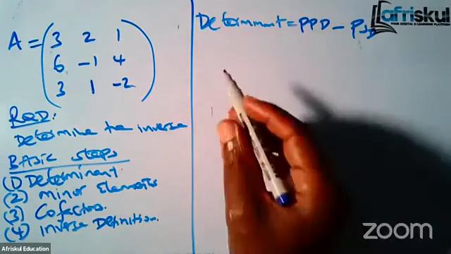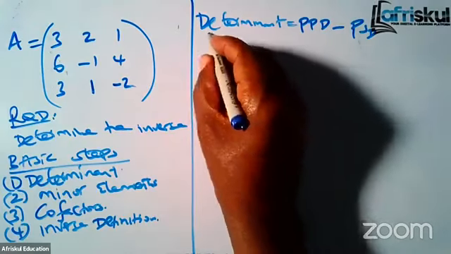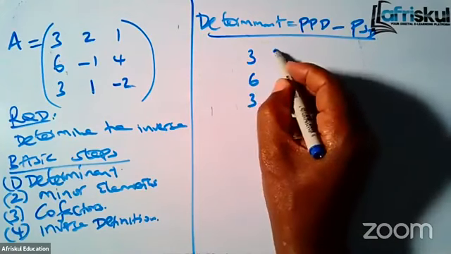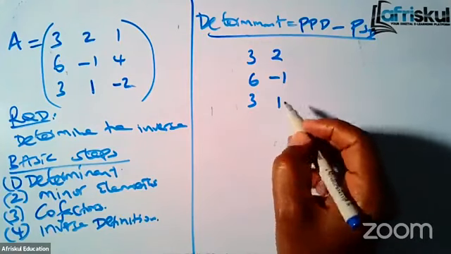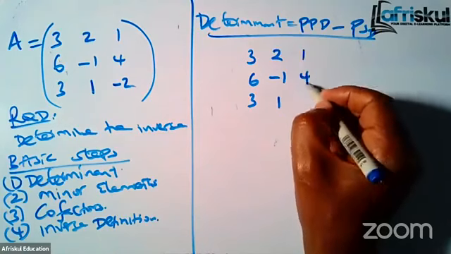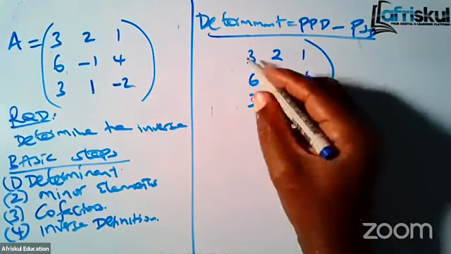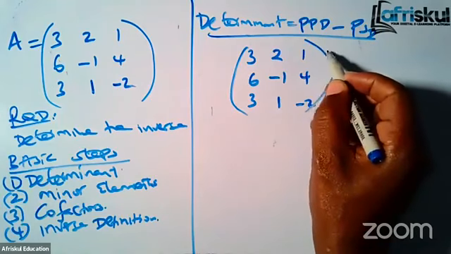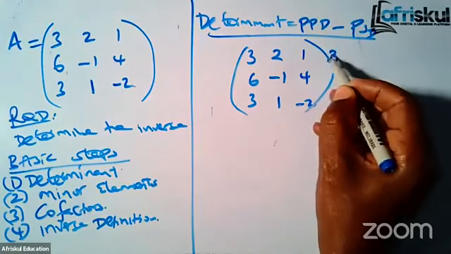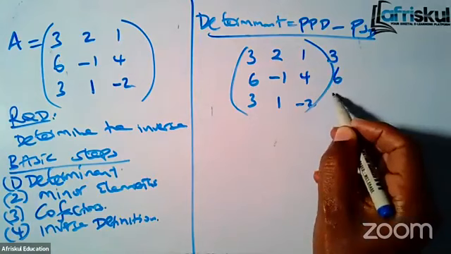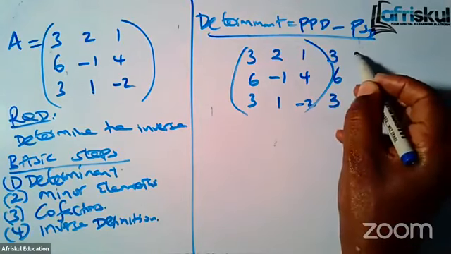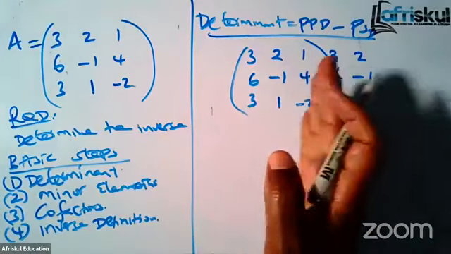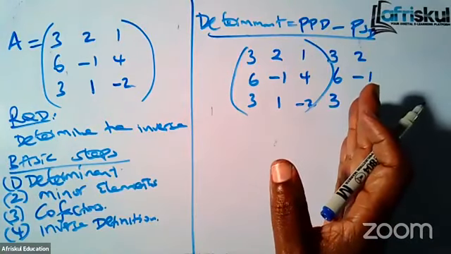So for us to be able to define these diagonals very well, we must come and write this matrix here. We have 3, 6, 3. We have 2, -1, 1. We have 1, 4, -2. So there are many methods, but the very best method is the one where you will come and duplicate the first 2 columns here. So we have 3, 6, and 3. And then we have 2, -1, and then 1. So you duplicate the first 2 columns besides the main matrix.